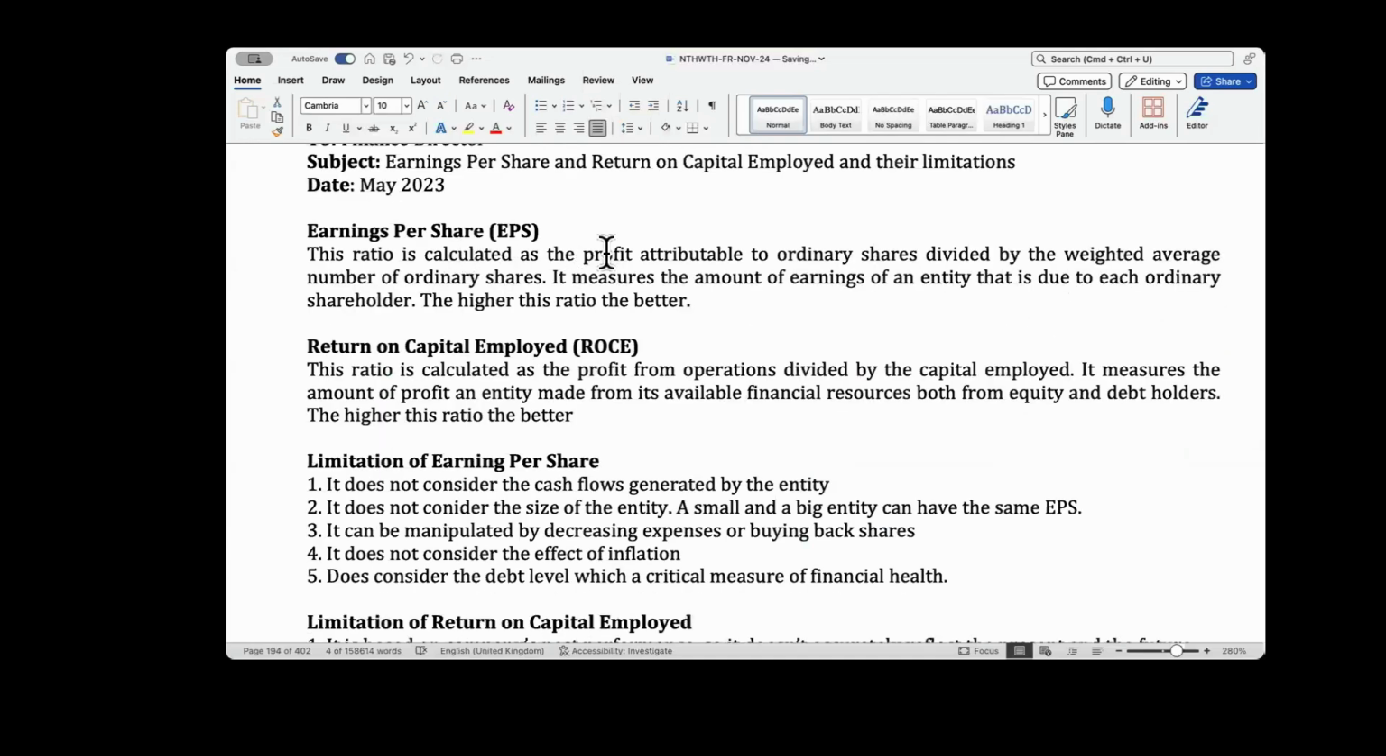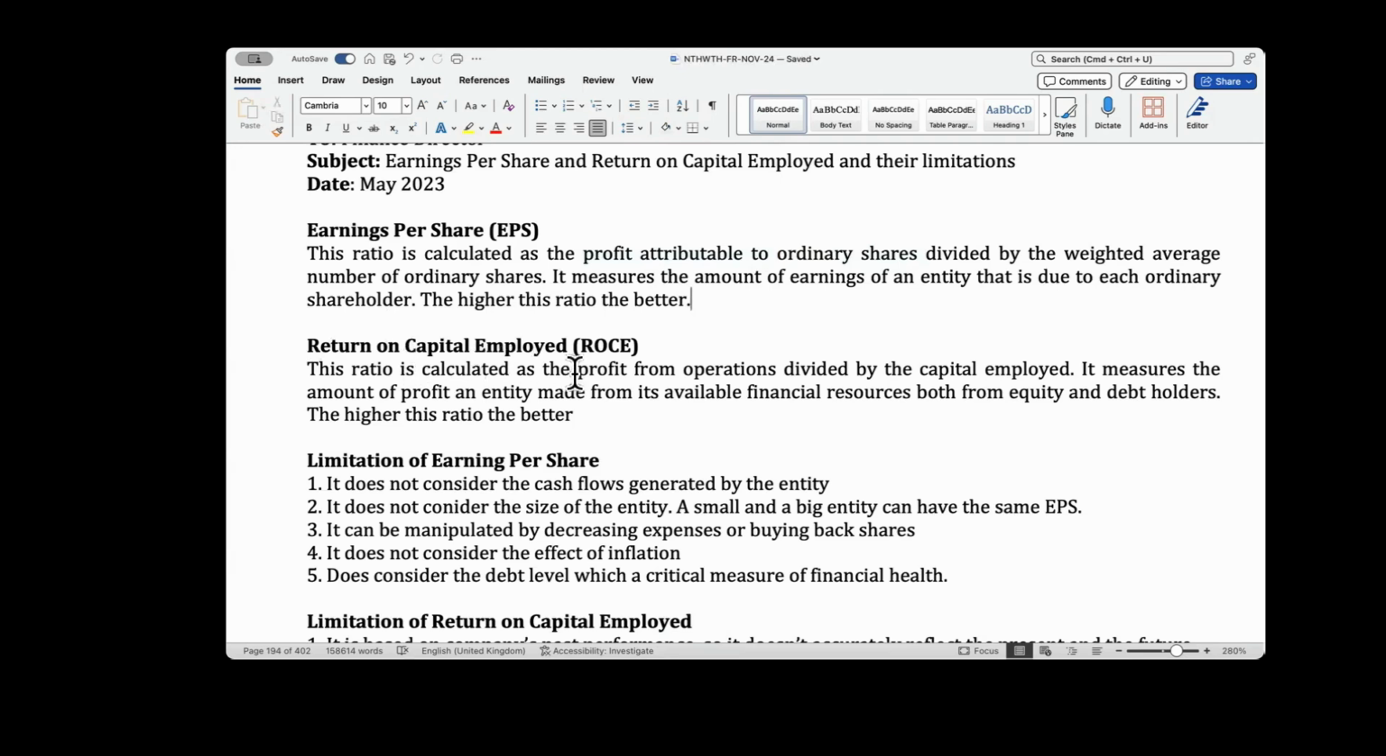I said this ratio is calculated as profit attributable to ordinary shares divided by weighted average number of ordinary shares. I said it measures the amount of earnings of an entity that is due to each ordinary shareholder. And I told them that the higher this ratio, the better. That is what I know about EPS, and that's exactly what I will tell the examiner.